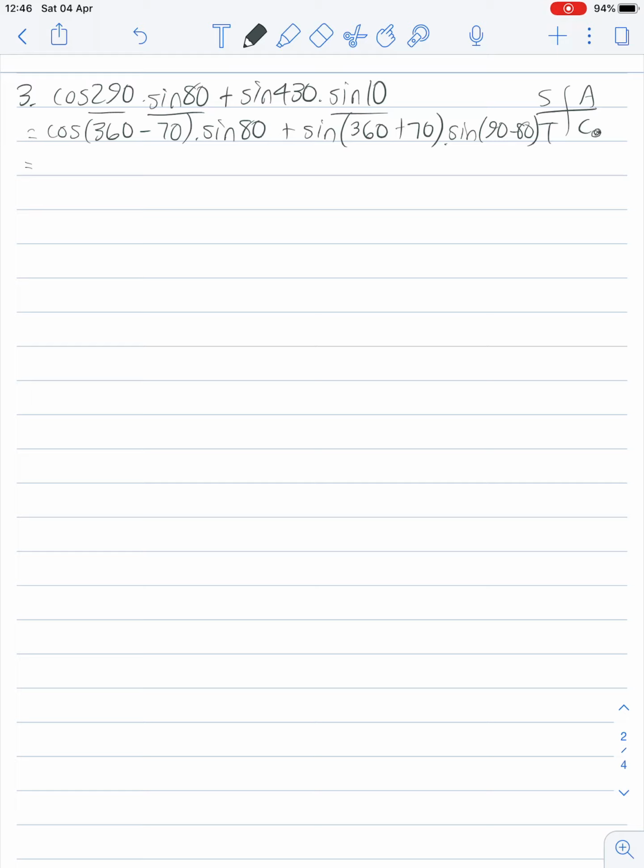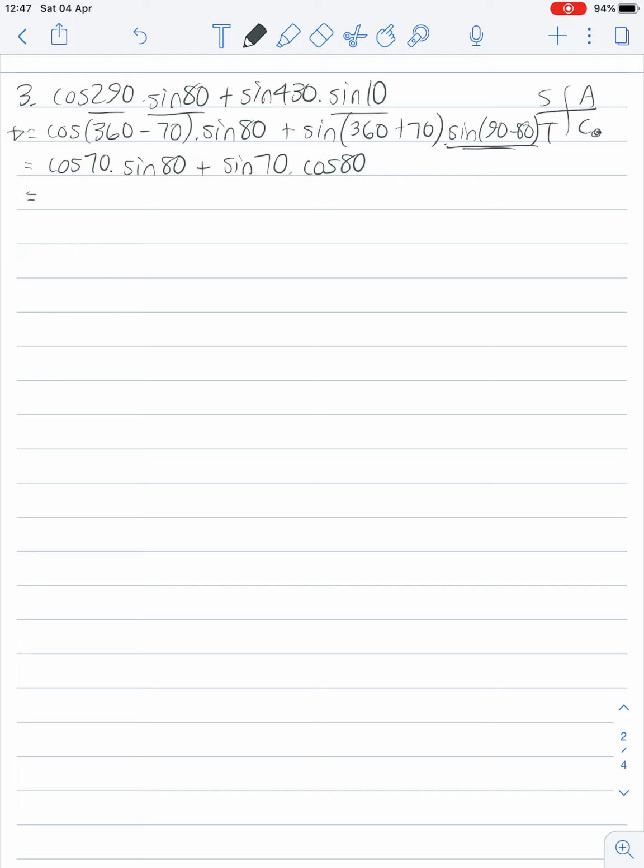So now we're going to use our reduction formula, or maybe co-ratios, to simplify life a little bit. Cos 360 minus 70, you're going into cos's quadrant, so that reduces to cos 70. Sine 80, we haven't changed. Sine 360 plus 70, you're going into the first quadrant again, so everything's positive there, so that's sine 70. And then this guy over here, you remember that's a co-ratio, so going from sine 90 minus will become cos of that thing there, 80. Cool? So that's some good marks over there for you.